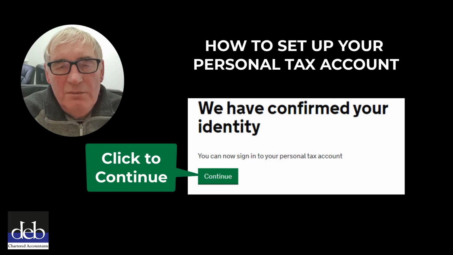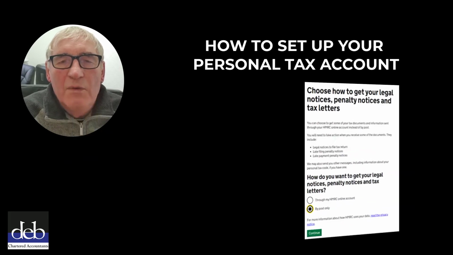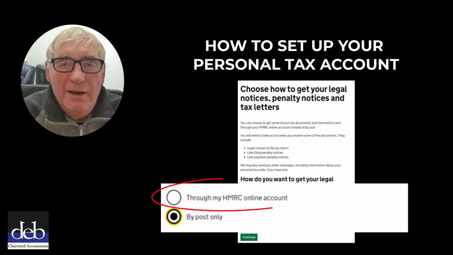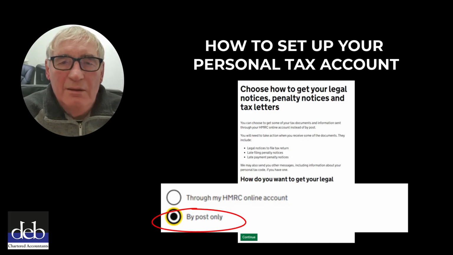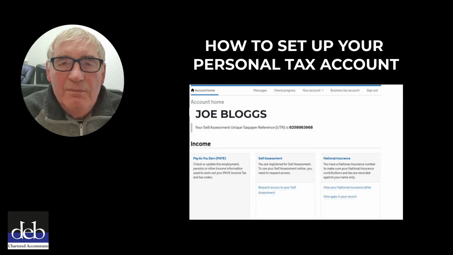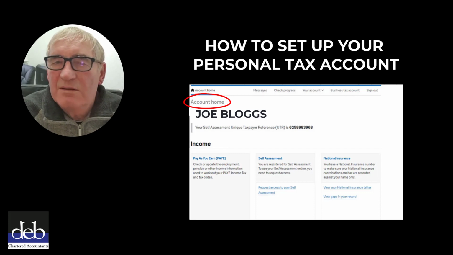Click on Continue. You can then indicate if you wish to get official notifications online or by snail mail. Make your choice and then click on Continue. And that's it. It brings you to the home page of your tax account, from which you have options to check various areas of tax that might affect you.